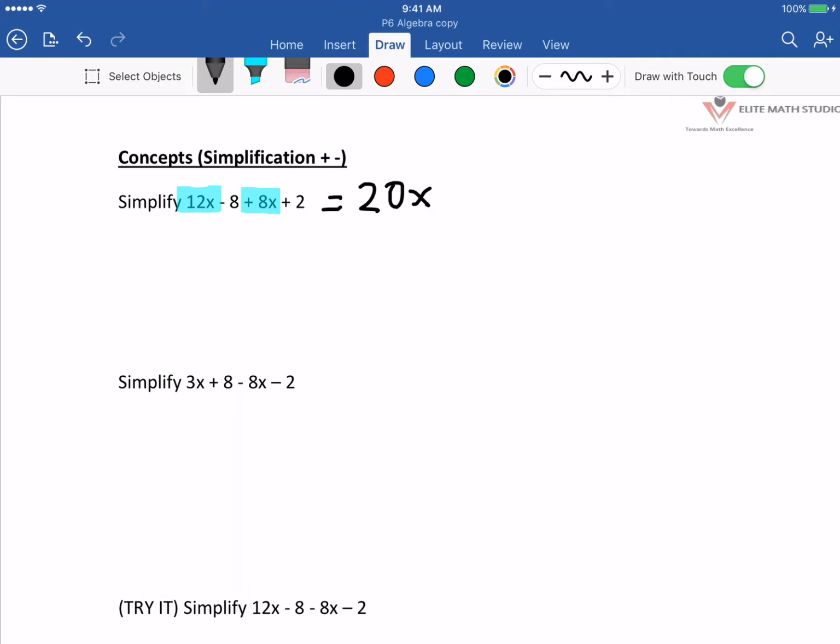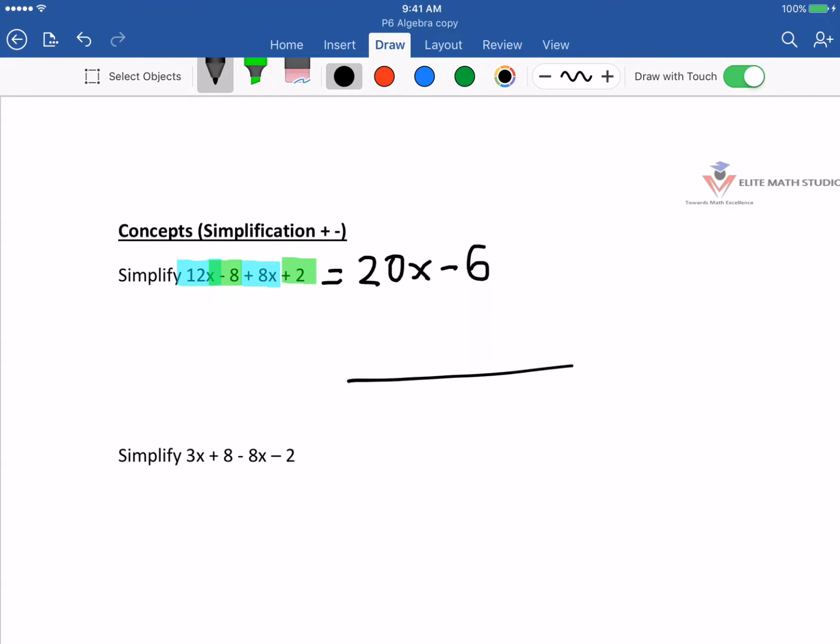Okay, then group all the numbers up together. It's actually equal to negative 8 plus 2. What's negative 8 plus 2? It's actually equal to negative 6. Same thing, negative 8 plus 2. Let's use the number line concept again. 0. Negative 8 is here. Plus means what? Jump to the right. How many steps? 2 steps. So you end at negative 6.